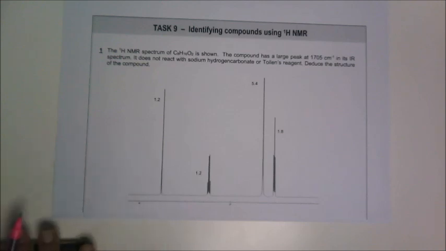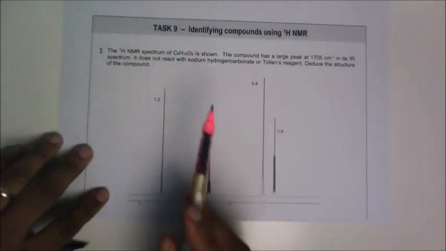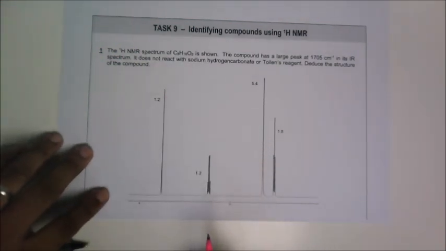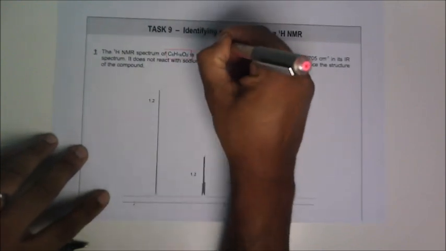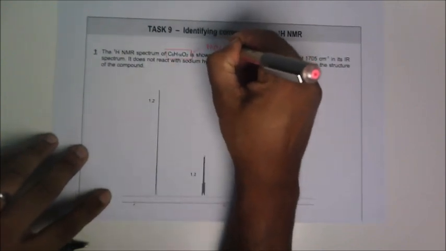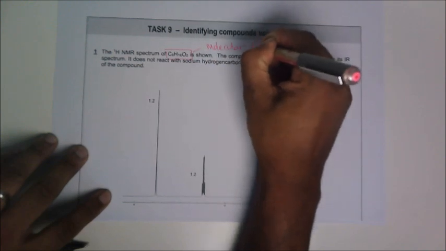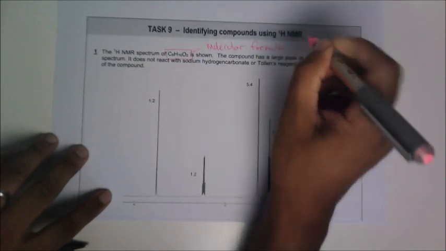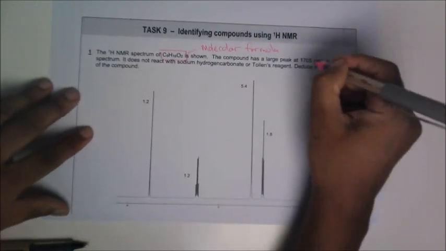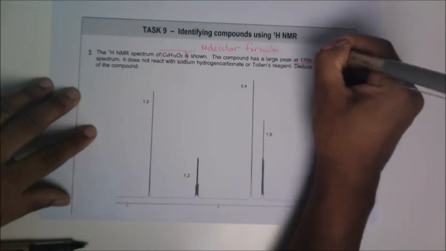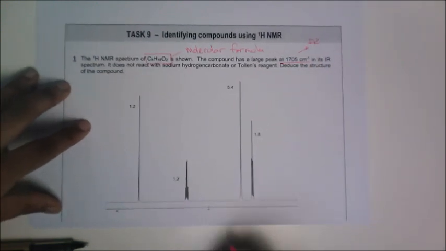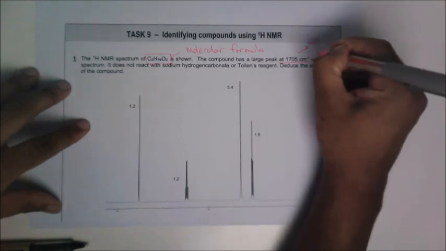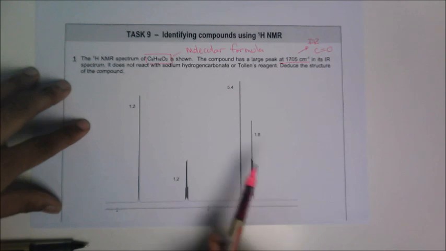It says the hydrogen NMR spectrum of C9H16O2 is shown. That's particularly important because that gives you your molecular formula. The compound has a large peak at 1705, so this is to do with infrared spectroscopy. Here that should give us a bit of information. You should be quite aware of this, as it tells you that there's a carbonyl.